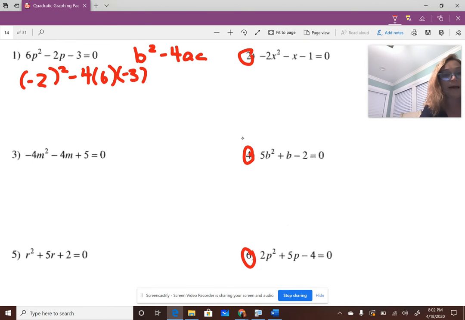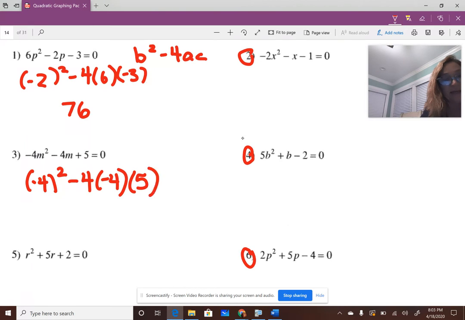All right, so bop that in my calculator. I get 76. So that's the discriminant. Okay, now if I tried to find the square root of 76, it would be irrational. So it's going to give me 2 real roots, but they're going to be irrational. Okay, so b squared minus 4ac.